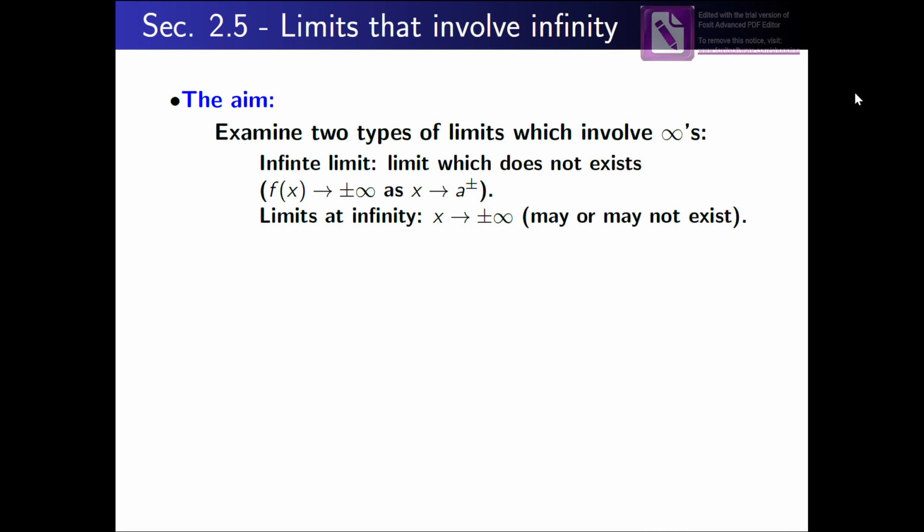Section 2.5: Limits that involve infinity. The aim of this section is to examine two types of limits which involve infinity. The first one is the infinite limit, which does not exist, where f(x) goes to plus or minus infinity as x approaches a from the left or from the right. The second is limits at infinity, when x approaches plus or minus infinity, and the limit here may or may not exist.